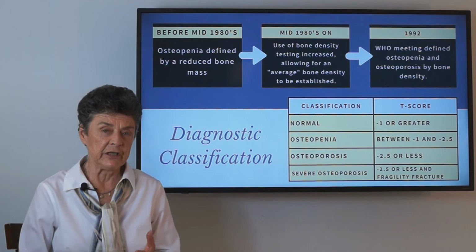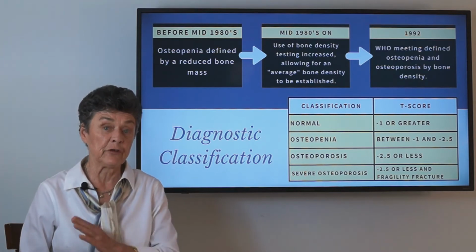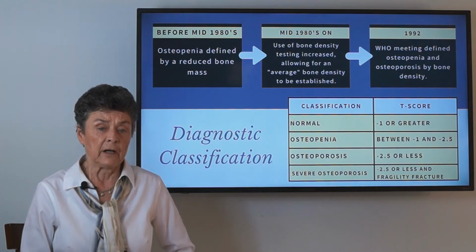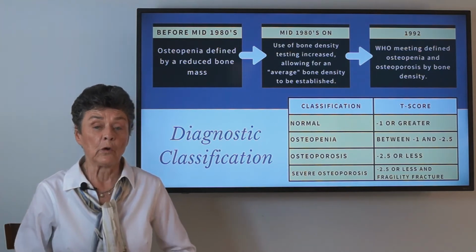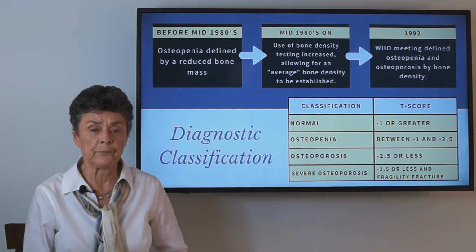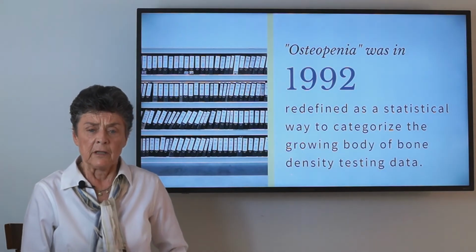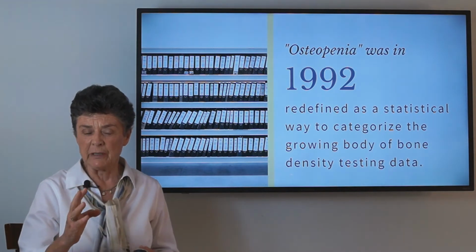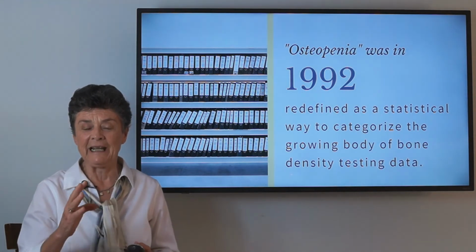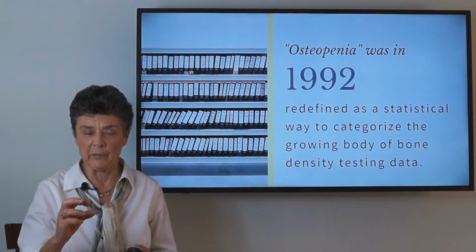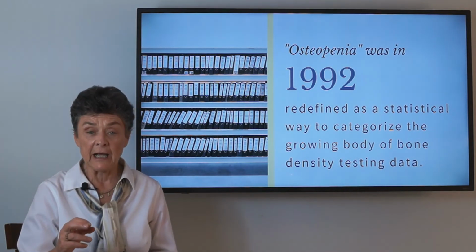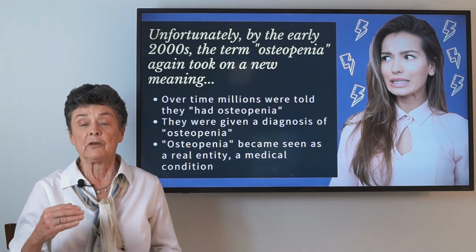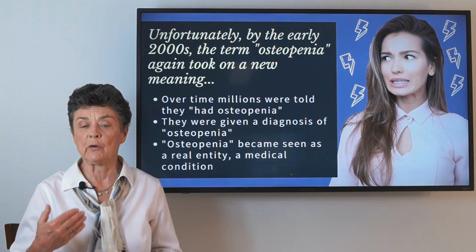Now you remember the T-score really compares you to the average 30-year-old of the same sex. And of course the people that are better than average or very close to average, they were called normal. So here's how it looks. In 1992, osteopenia no longer just meant reduced bone mass, but it began to talk about a particular bone density. And over time, that was unfortunately misinterpreted to indicate a disease or a disorder.